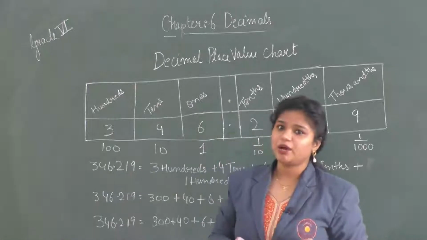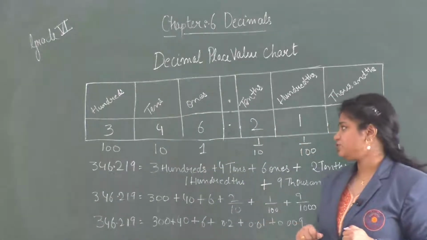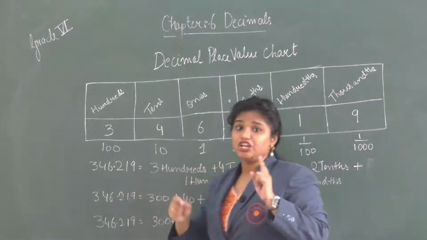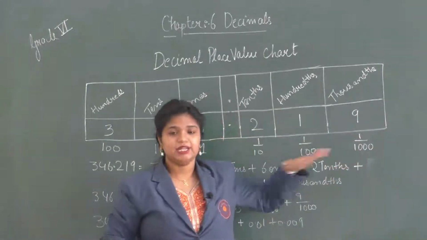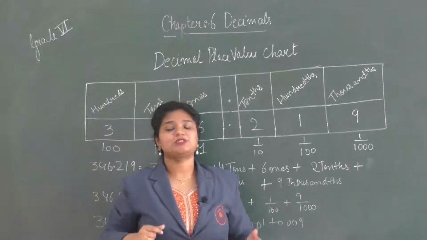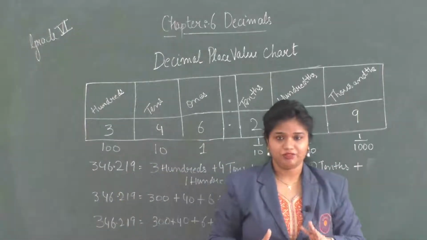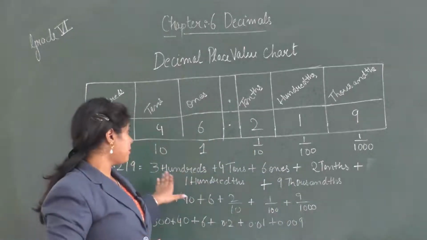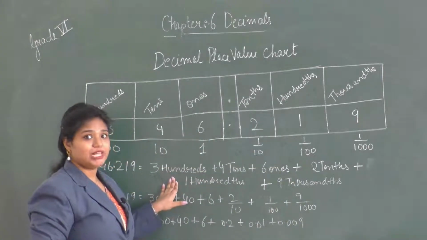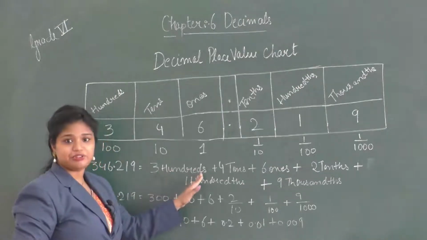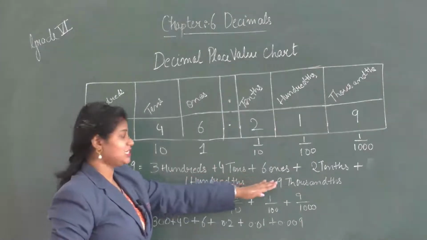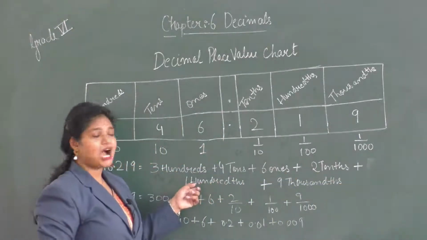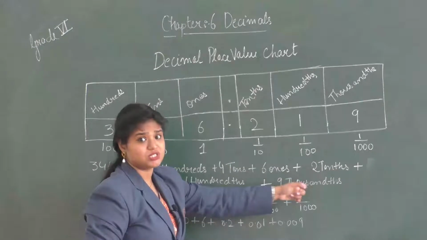So here we have a number in the decimal place value chart, which is 346.219. Now let's see how we will write the expanded form of this number in 3 ways. So the first way is that you are writing the number with the place value in words. So 3 hundreds plus 4 tens plus 6 ones plus 2 tenths plus 1 hundredth plus 9 thousandths.